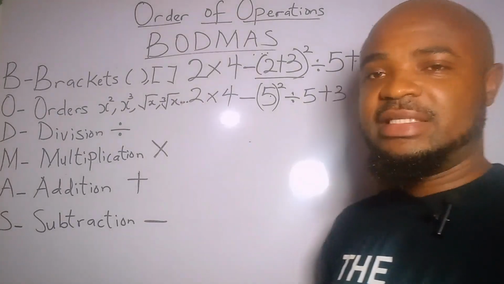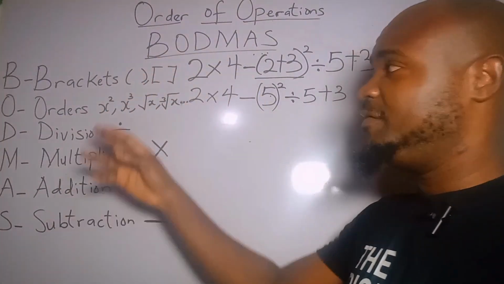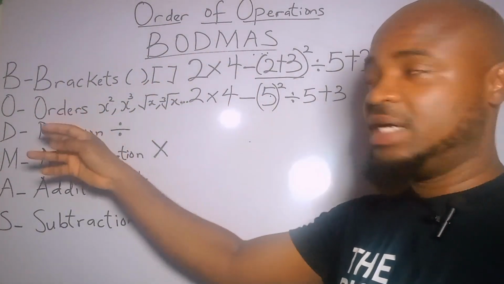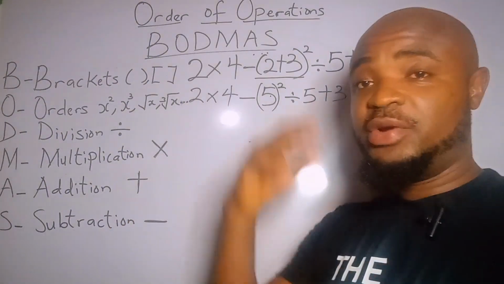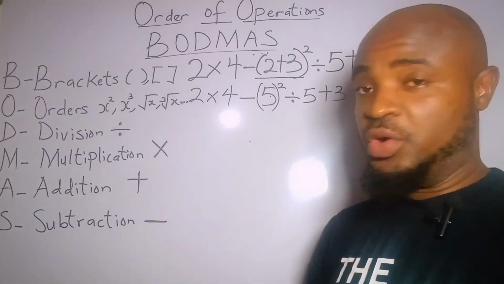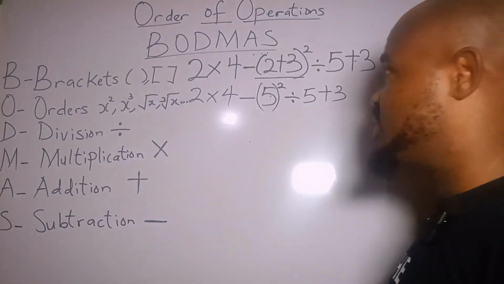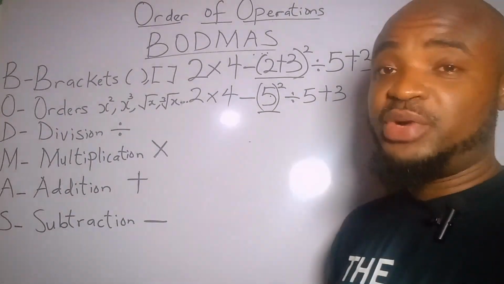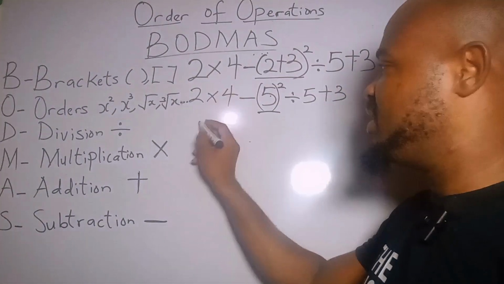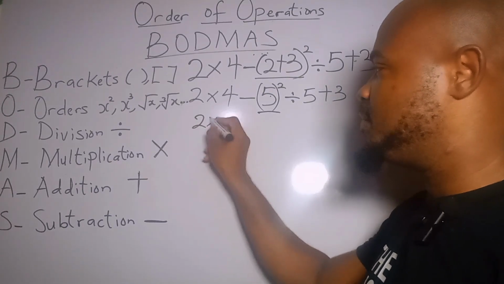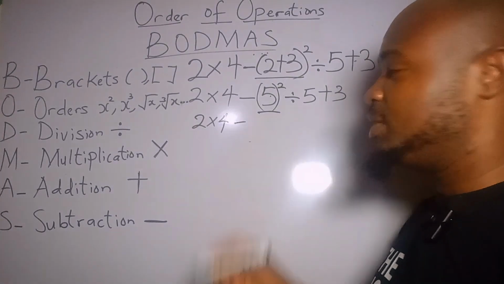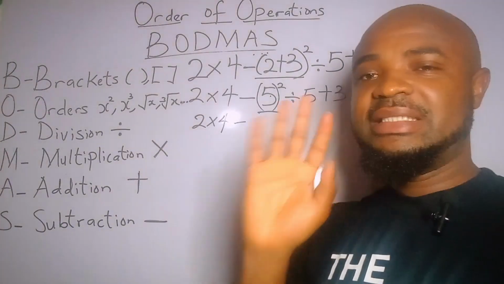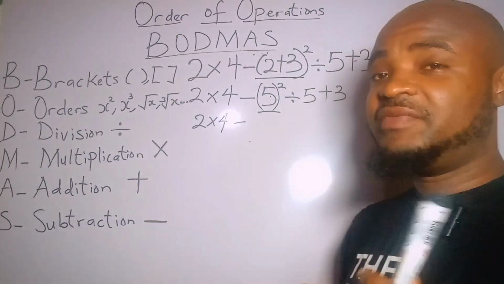Now, do not forget that after bracket we have orders. Orders stands for any number that has a power of 2, any power, or a square root. So for our question, we have the power of 2. So I'm solving this one next, and that is why I'm still putting the bracket. I'll still bring down the ones I've not solved. 2 multiplied by 4 minus 5 squared means 5 times 5.